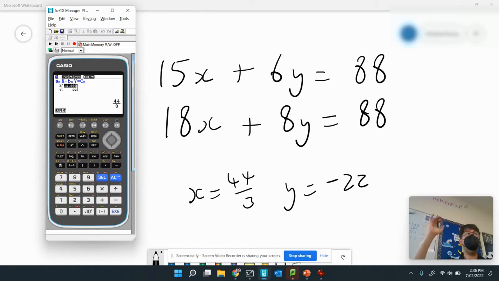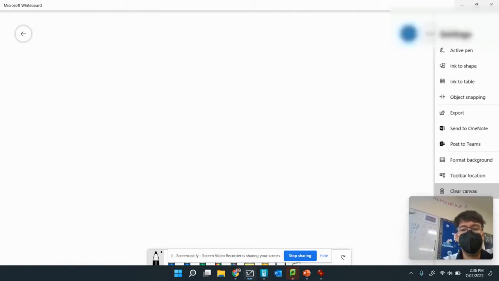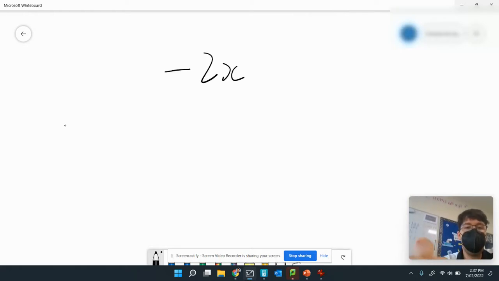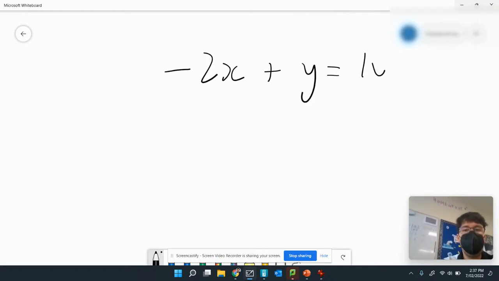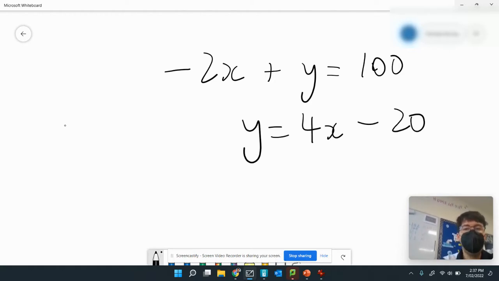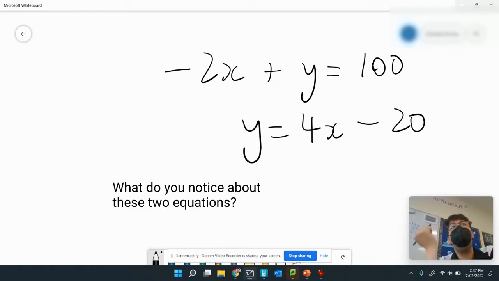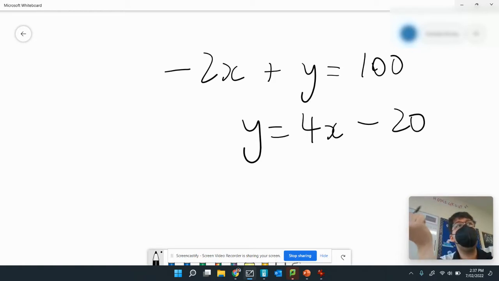Can I just take us up one little level? Are you okay for your brain just to be stretched just a little bit? Can I throw us a what if? What if we were trying to solve simultaneously something like this, minus 2x plus y equals 100 and y equals 4x take 20. What if one of them is in general form and one of them is in gradient intercept form? How do we solve that using technology?